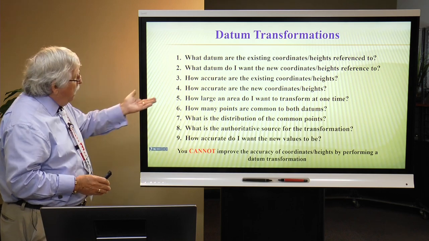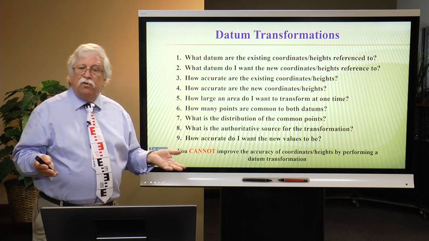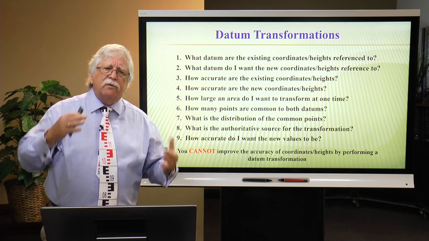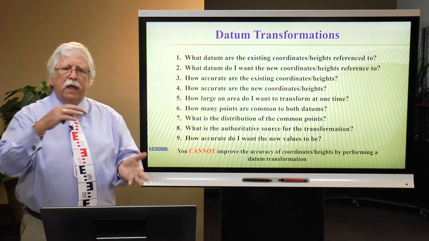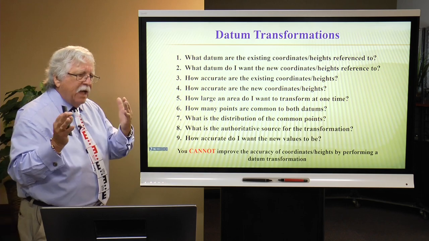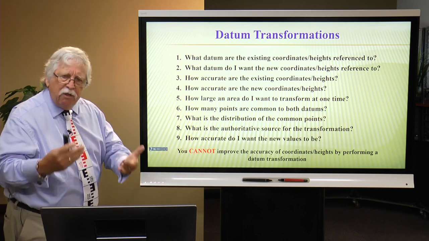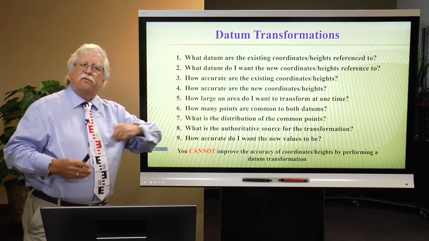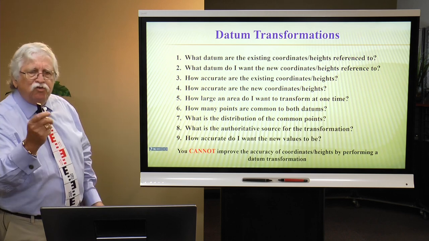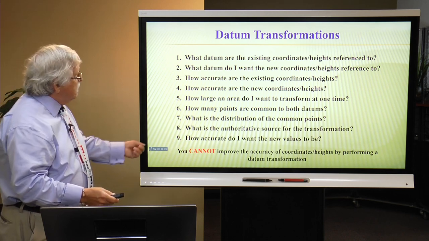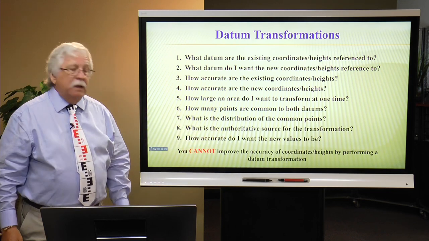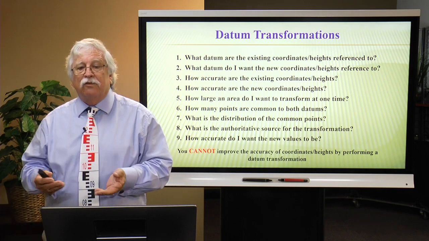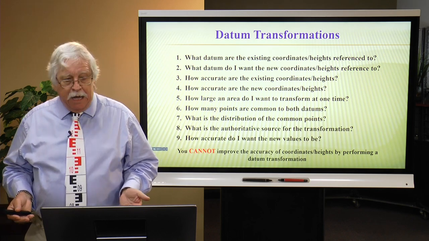That's important to note. How large an area do you want to transform? Now, most of these tools will work over significantly large areas, but does the data that's defined for it cover that area? Do they have nice geometric locations around that area? So it's important to have that information to be able to statistically evaluate the integrity of what you're going to do. The authoritative source for the transformation, that's important to know. Who generated it? Who has responsibility for it? How accurate do I want my new values to be? Down at the bottom, you see I've highlighted it in red. You cannot improve the accuracy of coordinates or heights by simply performing a transformation.